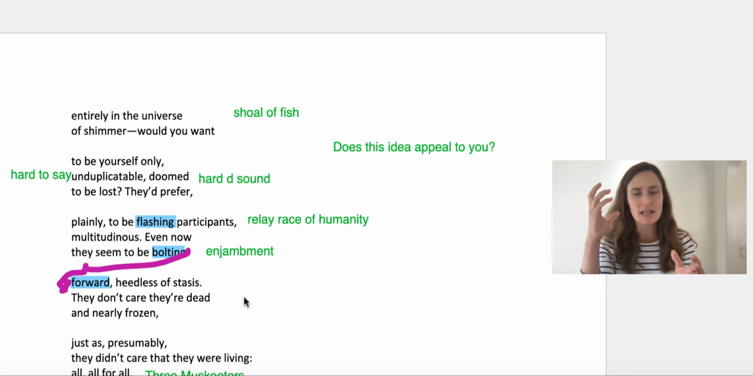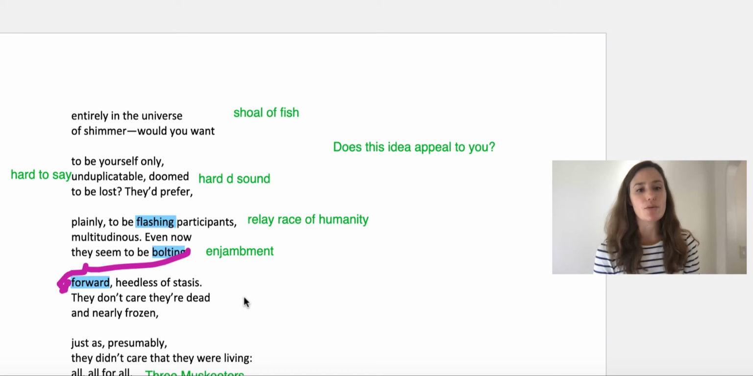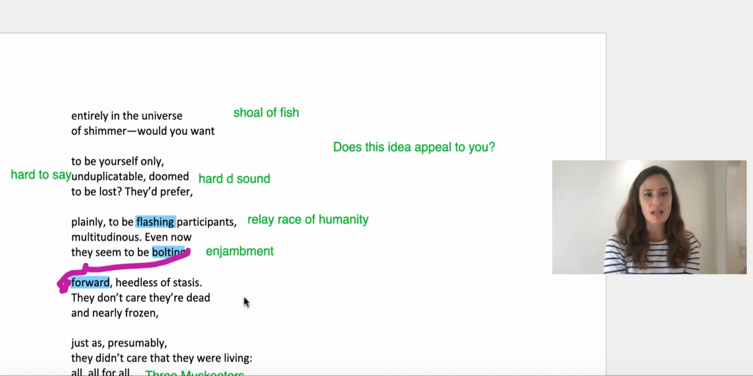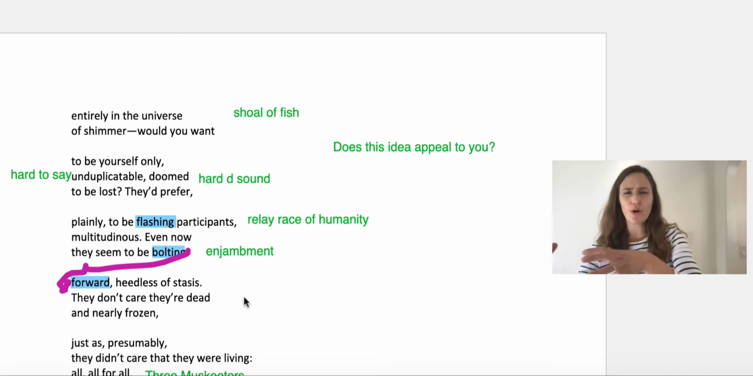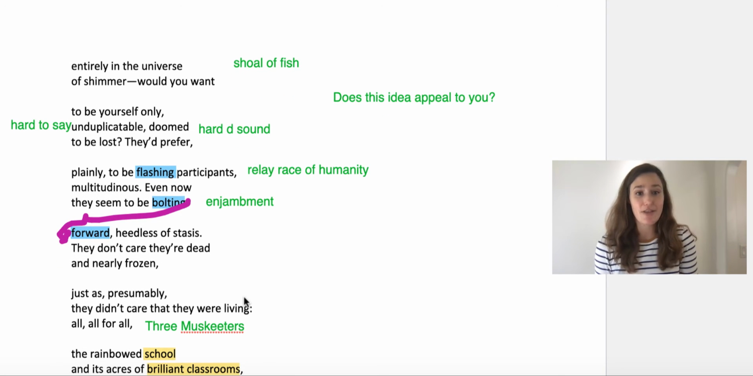It makes us think of this idea of bolting forward because we are bolting forward or jumping down as we're reading the poem, right? We don't get to have a nice long pause after the word bolting. We have to skip down to the next stanza, just like the fish. So they're bolting forward, heedless of stasis. Again, that tension between being static and being dynamic, being alive and being dead, functioning as one versus being a unit. So they are simultaneously moving forward, but staying where they are. They don't care that they're dead and nearly frozen, just as presumably they didn't care that they were living.